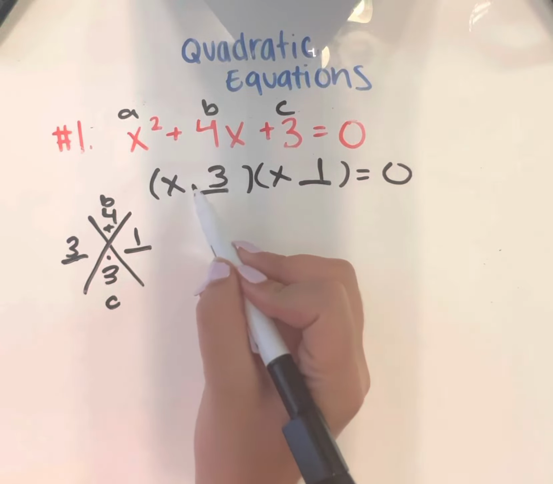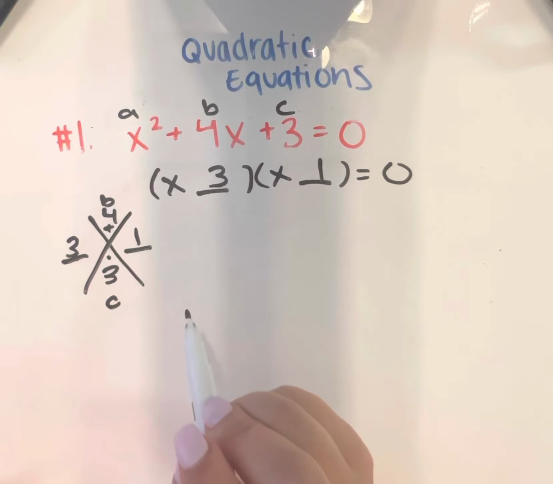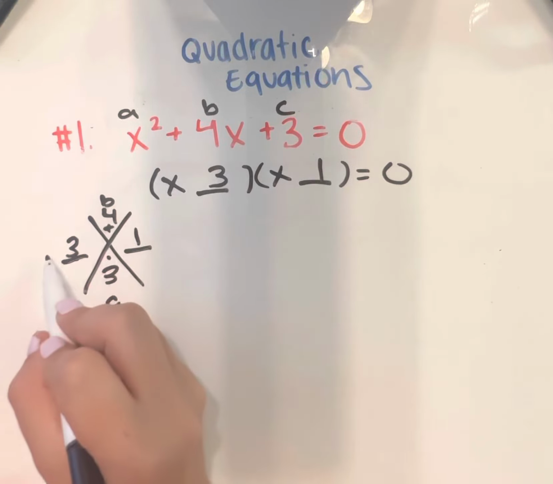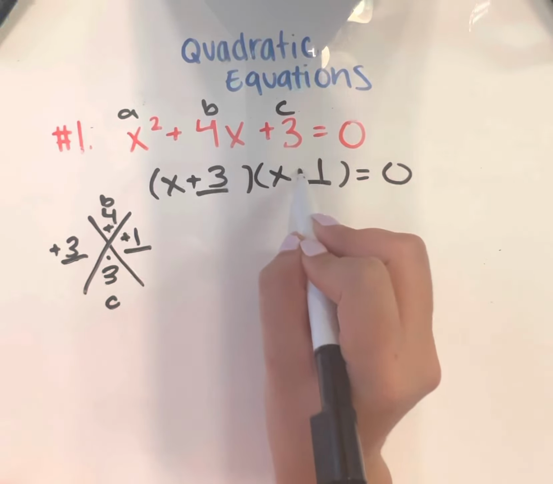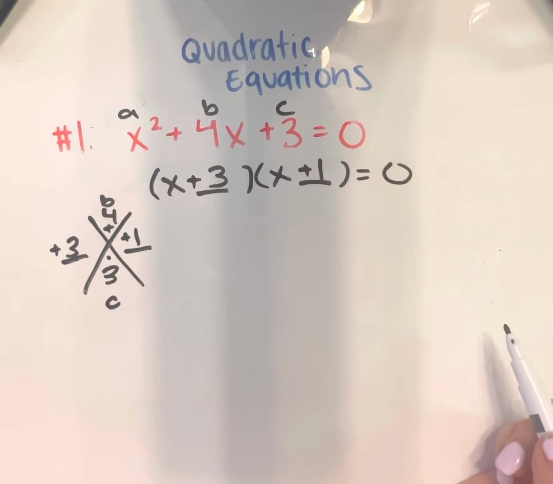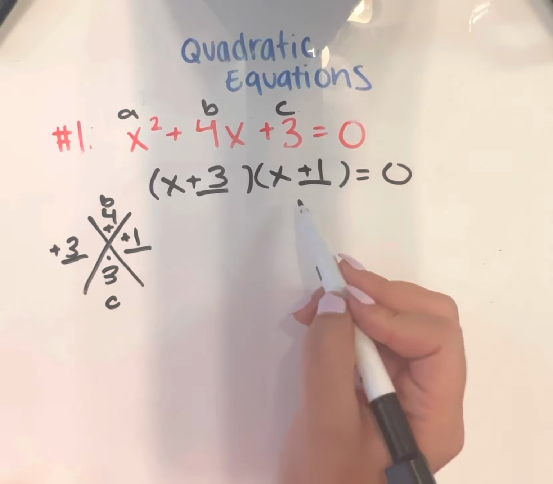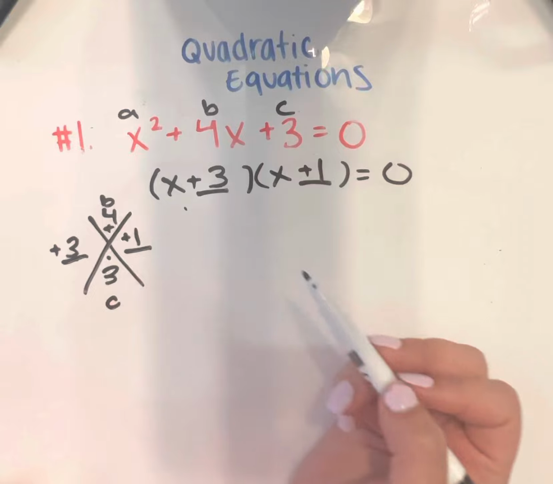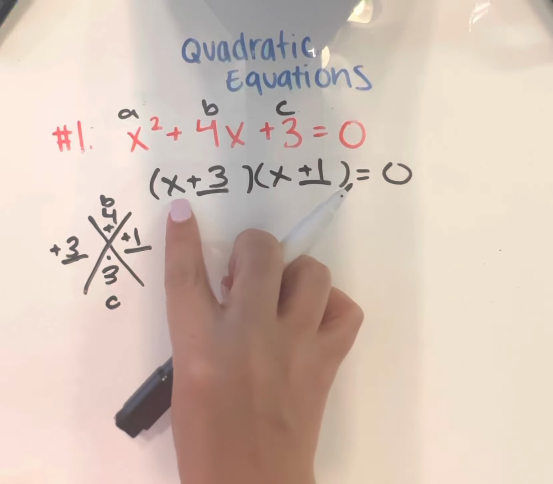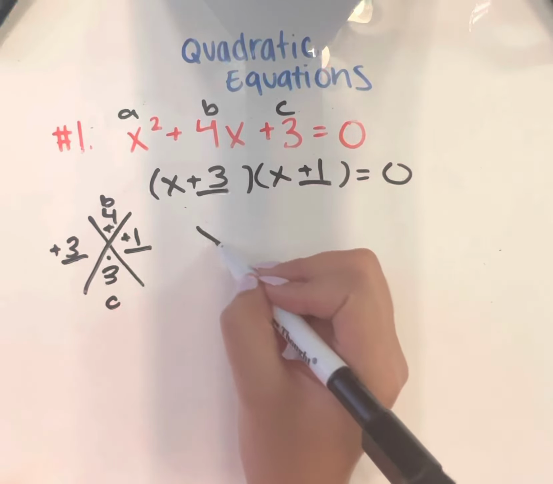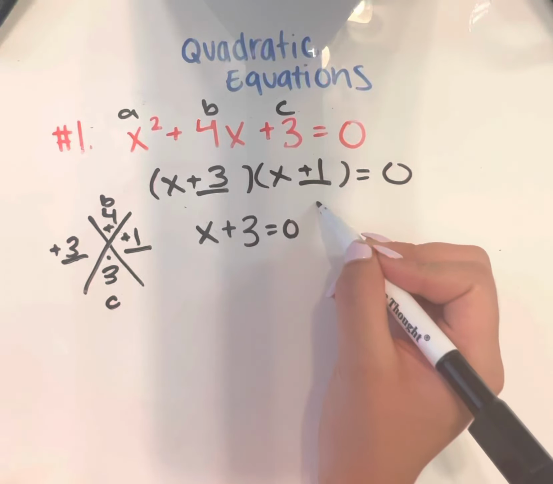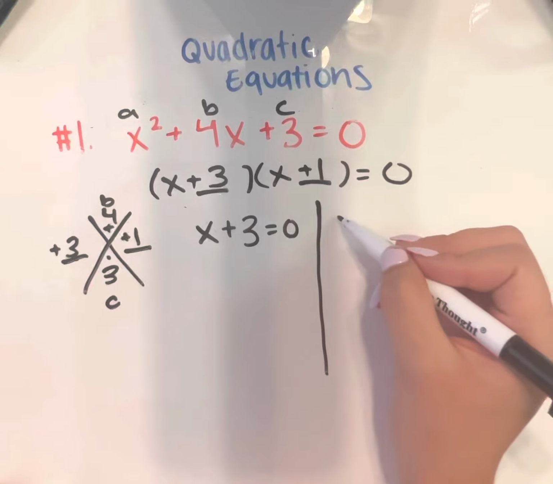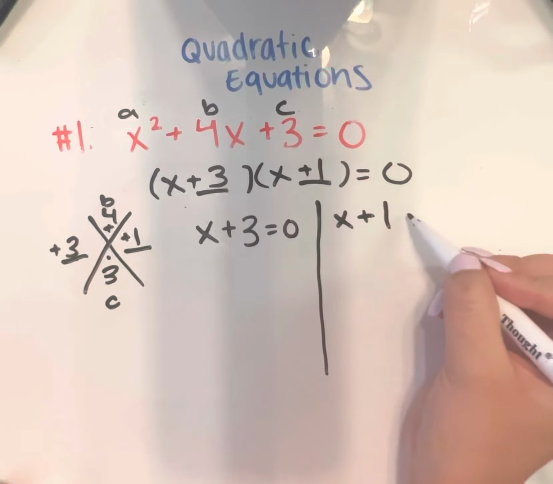Now we need to find out what signs are going to go after those x, right? We need a positive or a negative. This 3 is a positive, and this 1 is a positive. So we are going to go ahead now and set each parentheses equal to 0 so we can find our values of x. We can go ahead and solve for x after that. So we're going to do x plus 3 is equal to 0, and I'm going to go ahead and separate them so I don't get them confused. And I'm going to do x plus 1 is equal to 0.